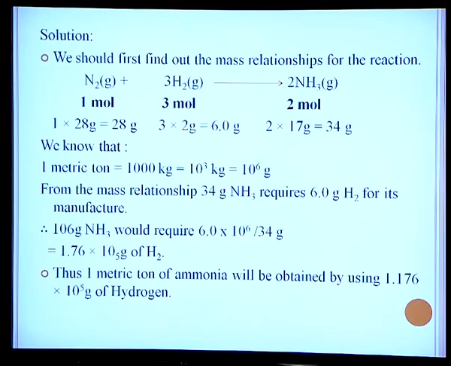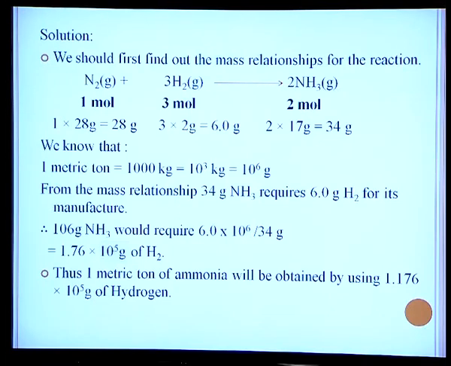So, we can say 1 into 28, that is 28 gram of nitrogen. Similarly, 3 into 2, that is hydrogen, 6.0 gram, and ammonia 2 into 17, that is 34 gram. We know that 1 metric ton is 1000 kg, that is 10 to the power 3 kg, or you can say 10 to the power 6 gram.